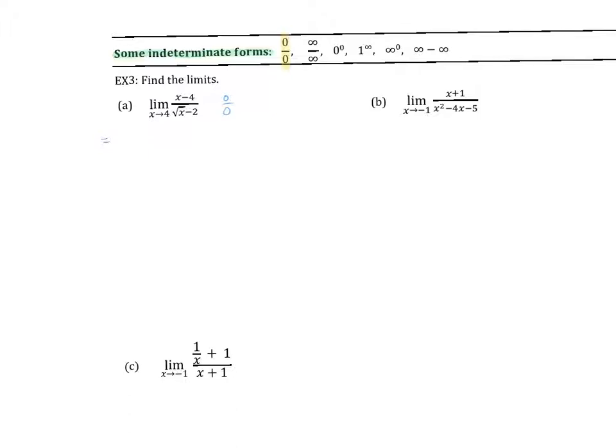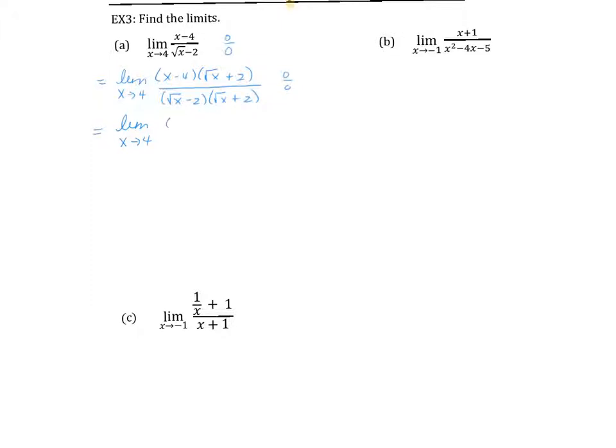Rationalize that denominator. So this is going to be the limit as x goes to 4 of x minus 4 times the square root of x plus 2, right? We want to keep everything the same. Since we had a subtraction, we do addition. Over the square root of x minus 2 times the square root of x plus 2. Notice if I were to evaluate this limit, it would still be 0 over 0. It's still an indeterminate form.